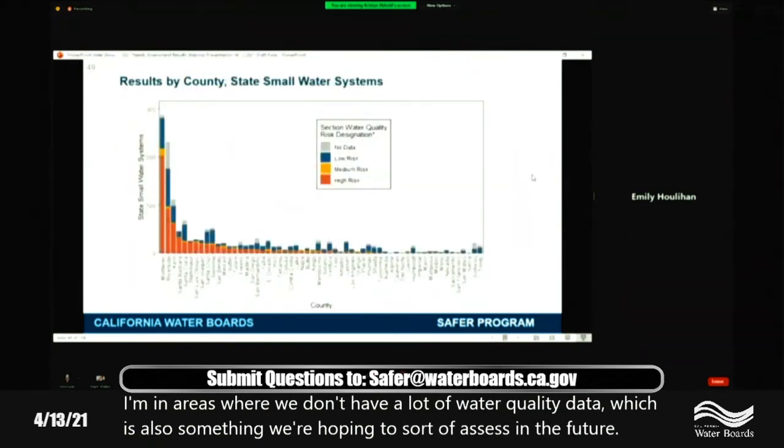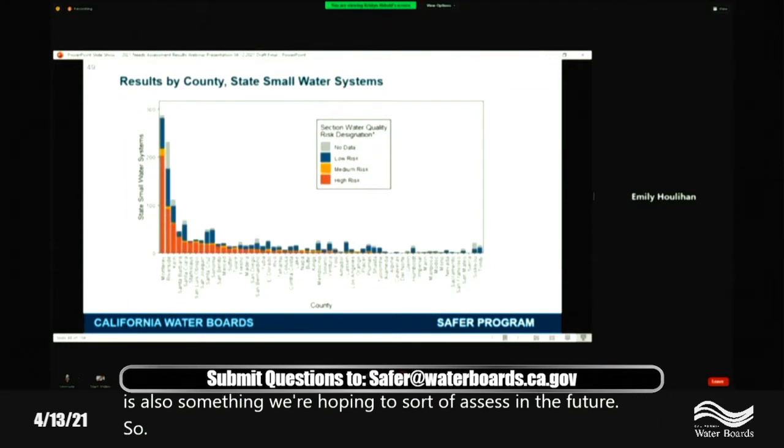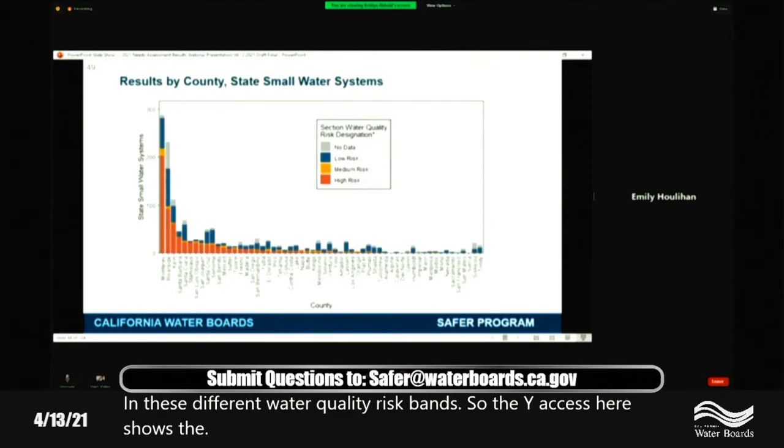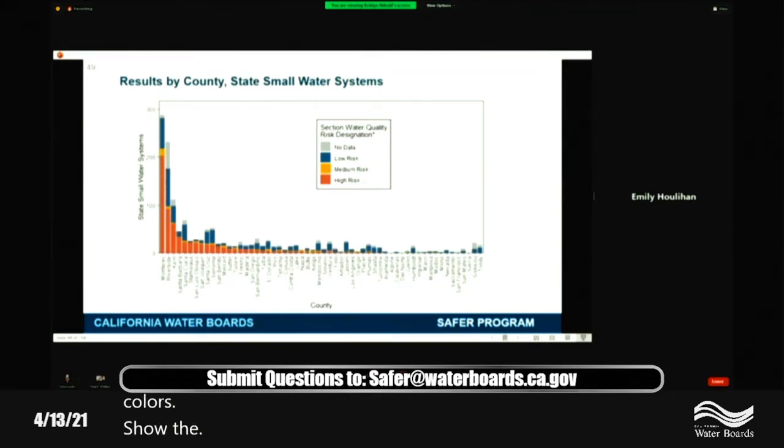So this is the breakdown of state small water systems per county in these different water quality risk bins. So the y-axis here shows the count of state small water systems, and the different colors show the different water quality risk bins: high, medium, low, or no available data.